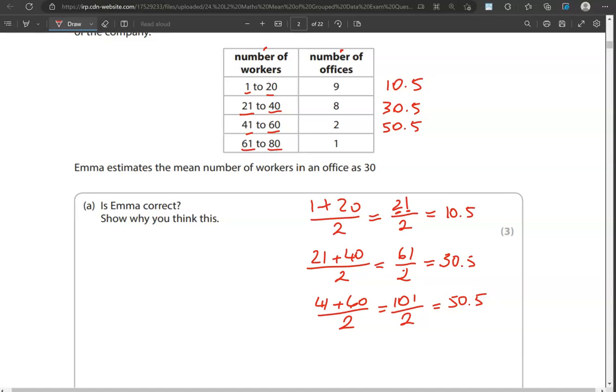Midpoint between 61 and 80, so adding 61 and 80 and then dividing the answer by 2. So 60 added to 80 gives us 140, and the 1, so that is 141 divided by 2. Half of 140 is 70, half of 1 is 0.5, so 70.5.